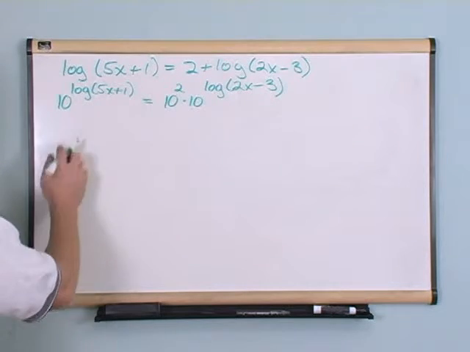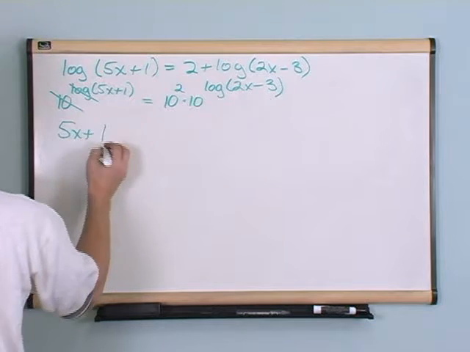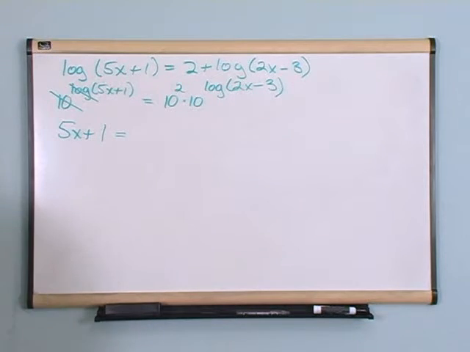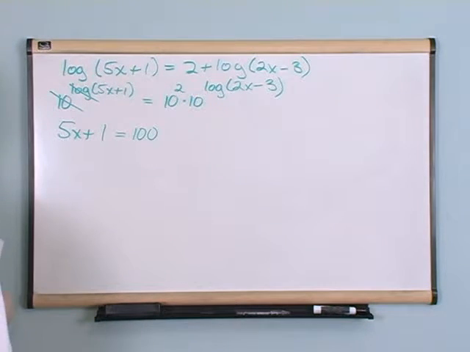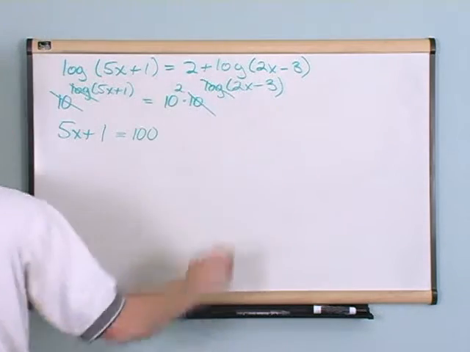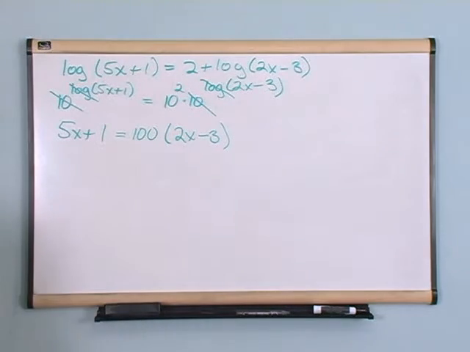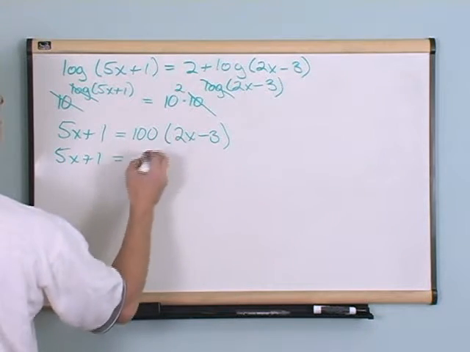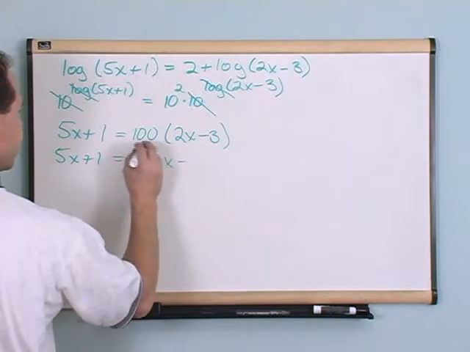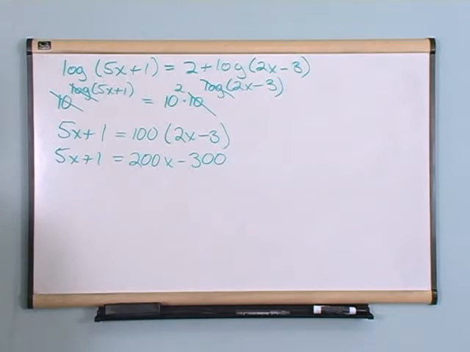Notice on this side, the log will cancel with the exponential, so I'll have 5x plus 1 on this side. That's the whole reason I did that. On the right-hand side, I'll have 100. That's 10 squared. And then this log is going to cancel with this 10. So I'm going to have 2x minus 3 on that side. So let's distribute the 100 in. 100 times 2x is 200x minus 300, negative 3 times 100 is negative 300.